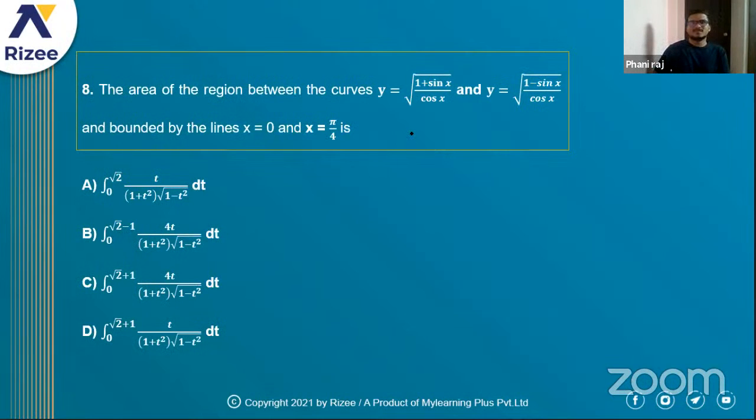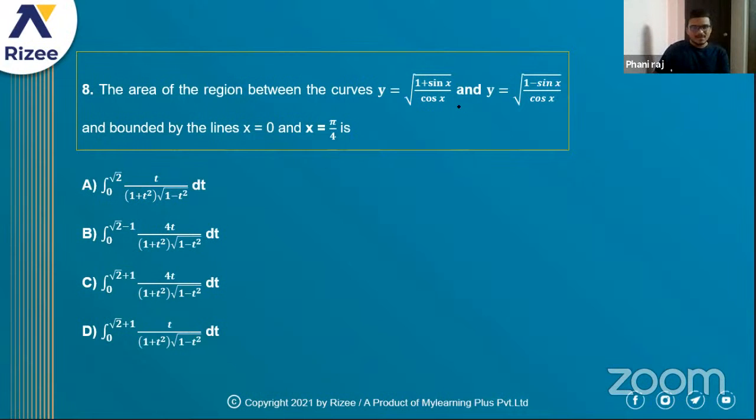Next, it is the area of the region between the curves y equal to under root (1 plus sin x) by cos x and y equal to under root (1 minus sin x) by cos x, bounded by the lines x equal to 0 and x equal to pi by 4.